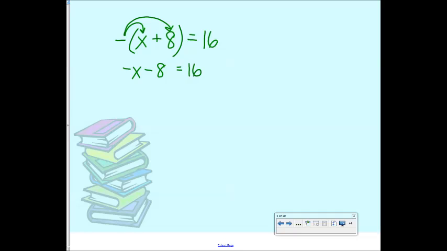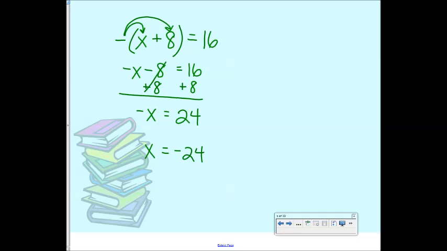Okay, now what? Add 8. Add 8. And I end up with what? Negative x equals 24. Can I leave it like this? No, because negative x is not a thing I want. How do I make it a positive x? By making this a negative 24. Good. So just flip your signs.